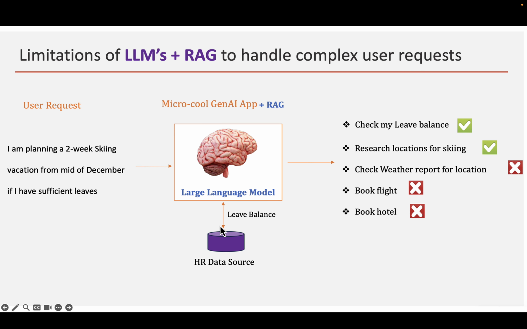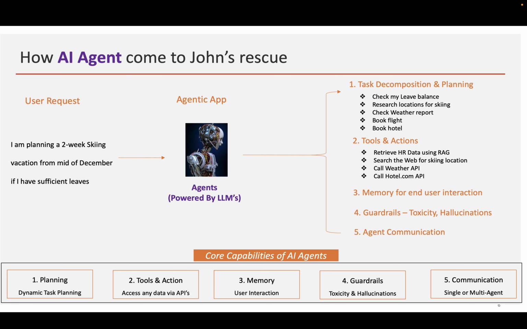So if you provide your company HR data source and ask the question, the LLM model will get the information of your leave balance from the HR data source, and it can provide you the leave balance. Okay, and with normal generative AI, you can also research the location for skiing. But still, the RAG and LLM combination cannot get the current weather, it cannot book the flight, and it cannot book the hotel. Okay, so in order to perform all 5 tasks, I need to have something called an agentic application.